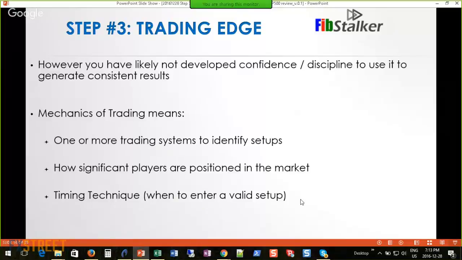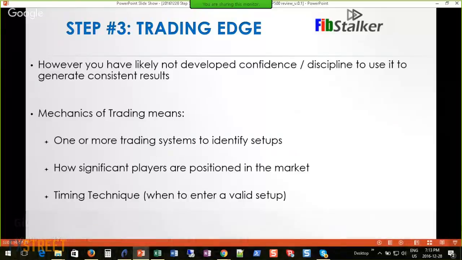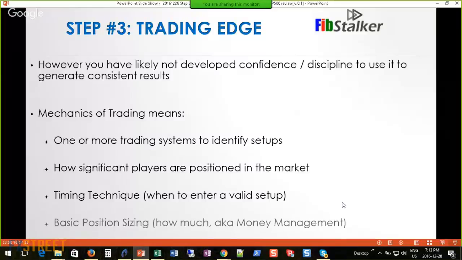I apply and use the FibStalker timing, which basically uses the same concept that I use to identify how algorithms are positioned on the larger time frame. It is applied on the smaller time frames, and as we know that algos even trade against one another on different time frames, we can use that mechanism for timing. Very effective timing as well.